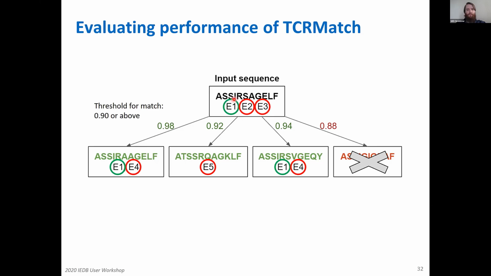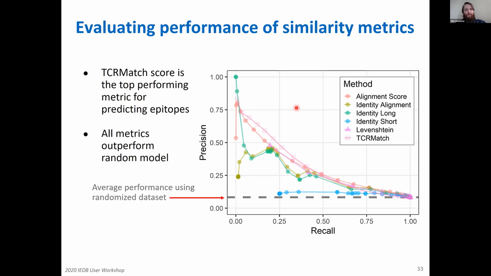We can see that epitope 1 is recognized by the input sequence as well as by the 1st and 3rd match. But epitopes 2 and 3 are not recognized by any of these 3 matches. And 3 matches also recognize epitopes that are not recognized by the input sequence. All of that information gets tallied up in our precision and recall statistics. And we do this at a variety of thresholds for each method. And the output looked like this.